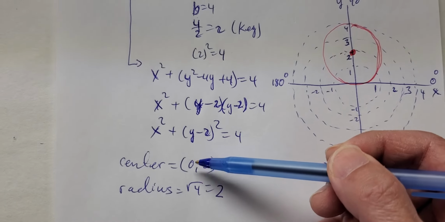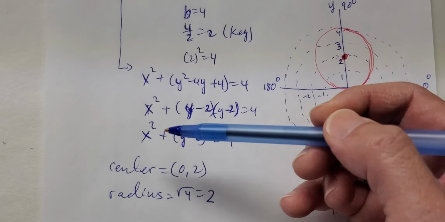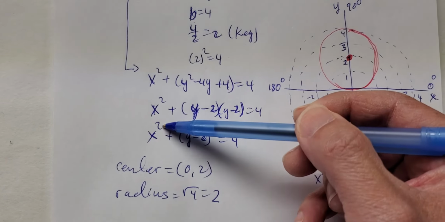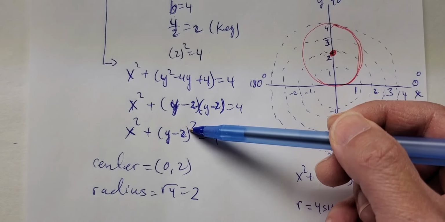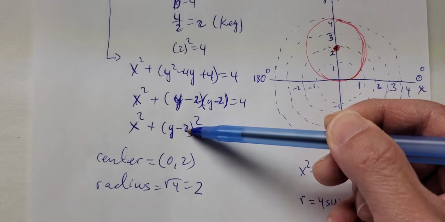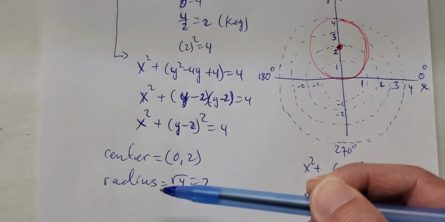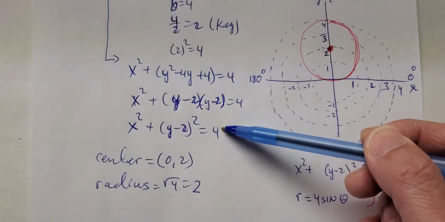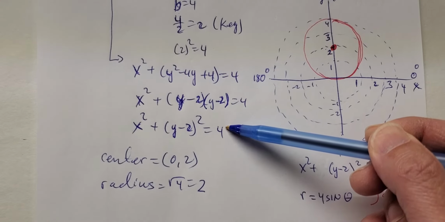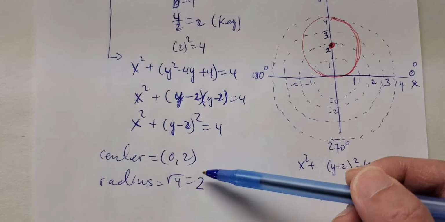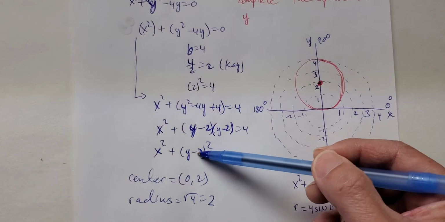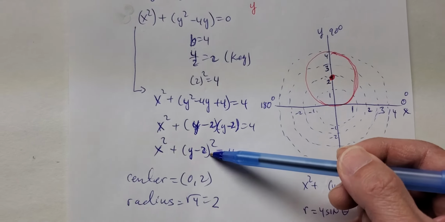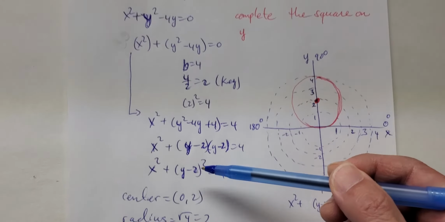So our center is 0, 2. Why 0, 2? Because x has no parentheses, so automatically 0. Y has parentheses, so the opposite of negative 2 is positive 2. My radius is the square root of 4, so the square root of 4 will be 2. So this right here is the answer that we need in rectangular form.